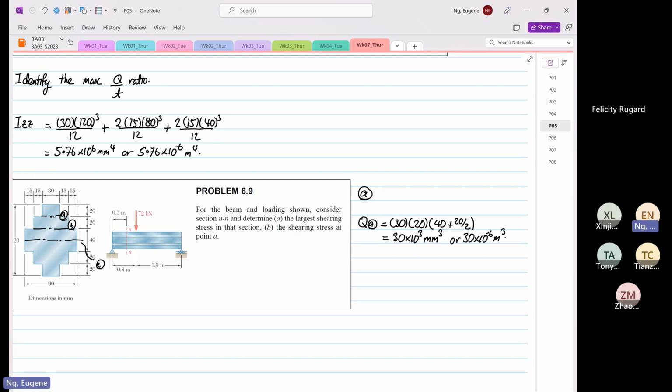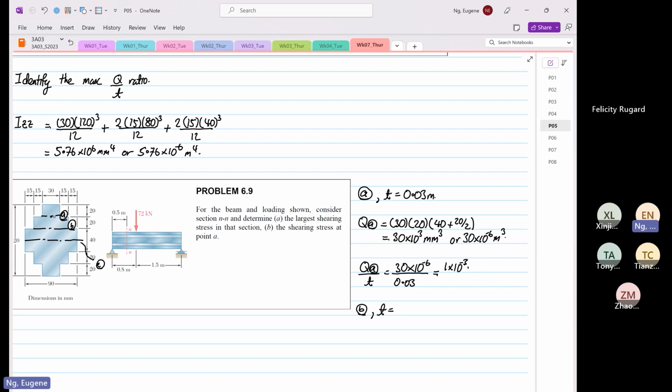Let me do it again. 40 plus 20 divided by 2, times 20, times 30, is equal to 30. From here, at A, the thickness is equal to what? 0.03 meters, that's the thickness. So QA over T is equal to 30 times 10 to the power minus 6 divided by 0.03, which is 1 times 10 to the power minus 3. Let me do it again. Okay, it's correct.